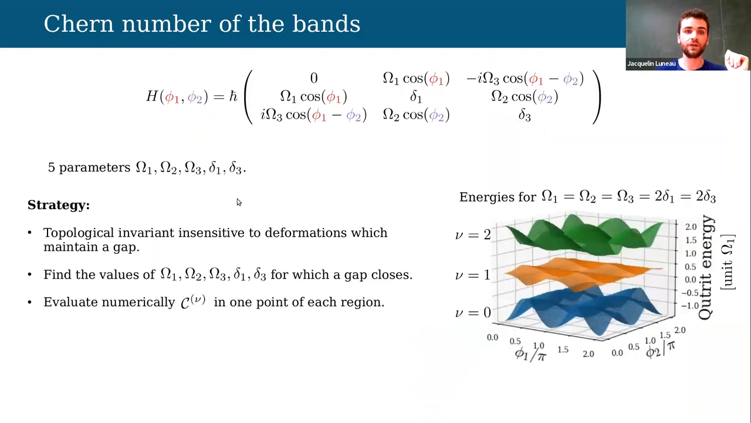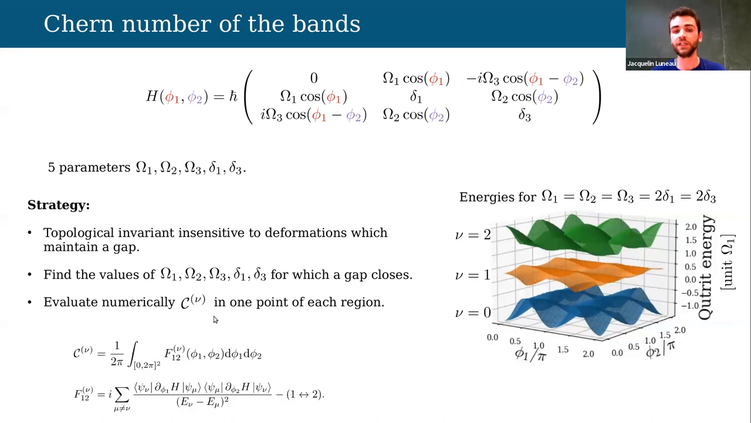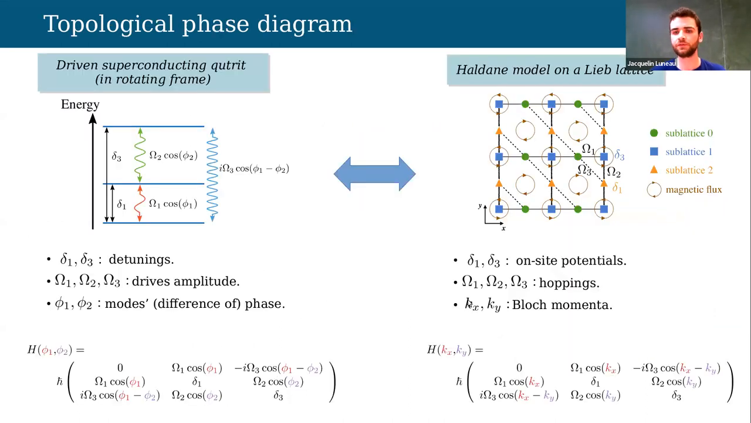So to find the value of the Chern number of the three bands, band zero, band one, and band two, depending on the five parameters in our Hamiltonian, one strategy is the following. Since we know that a topological invariant is insensitive to the deformation of the Hamiltonian, as long as we maintain a gap, we can find the values of the parameters such that a gap closes, and that will define some separated regions in the parameter space, which are topologically distant, and we can evaluate the Chern number in each region using its relation to the Berry curvature.